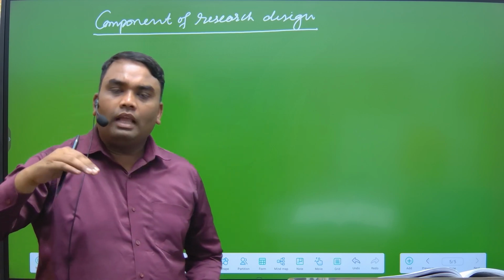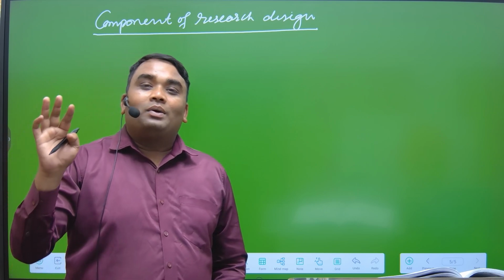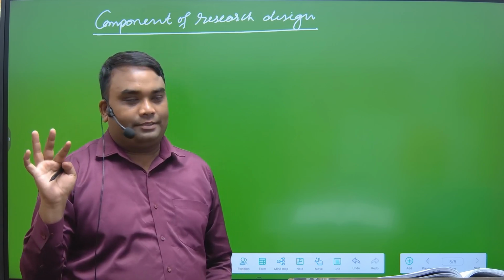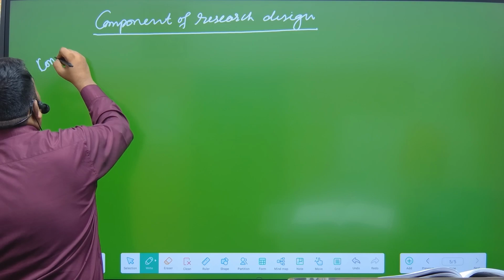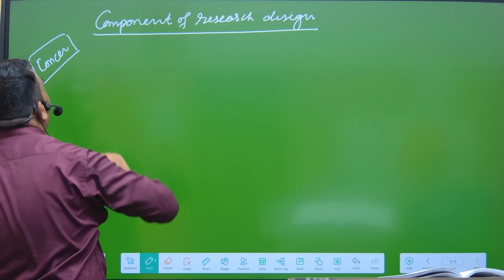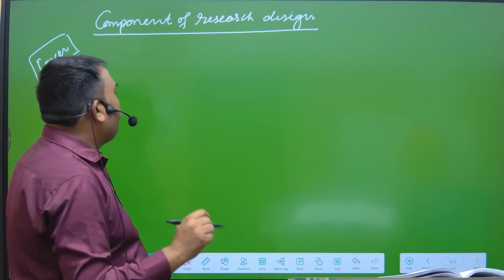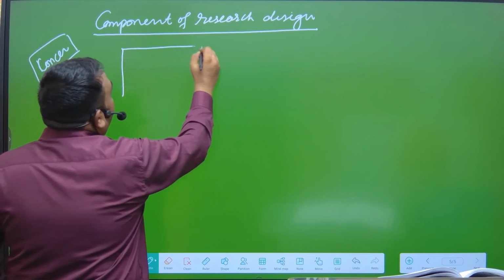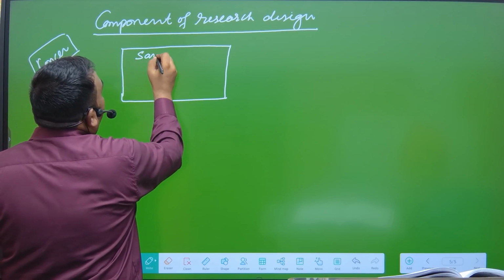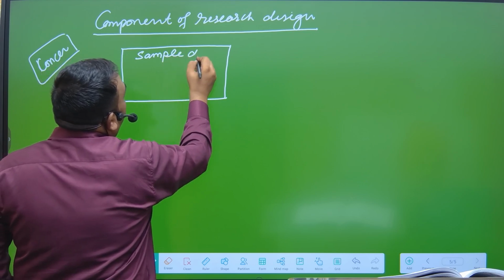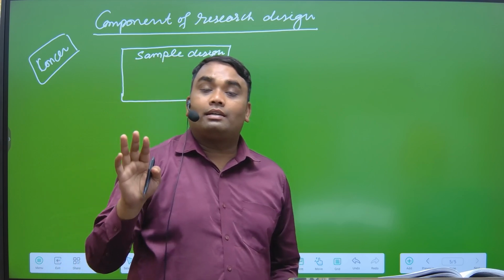Initially, you should think by your common understanding. Even though psychology is not common sense, you should start to think by your common understanding. If you imagine going to conduct research on cancer, the stress of the cancer patient, in that situation, what do you need to do? First of all, you need to take a sample. So the first part of any research design is sample design. So sample design is the first component of any research.